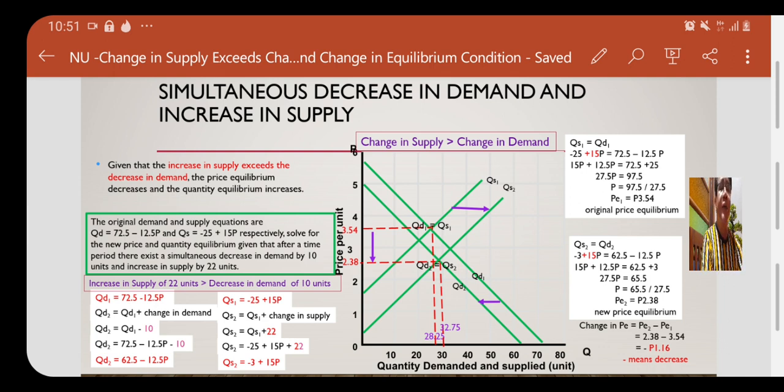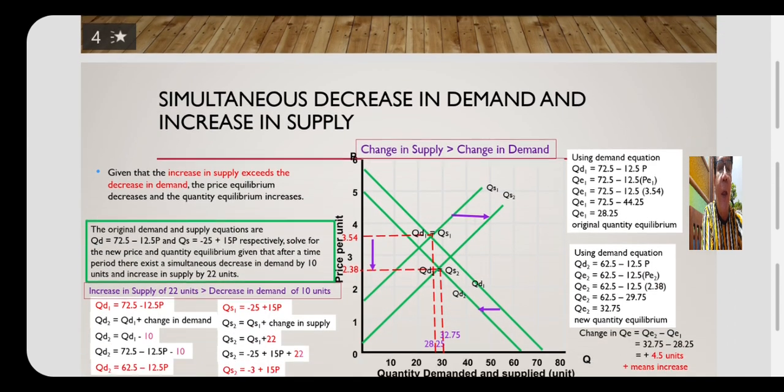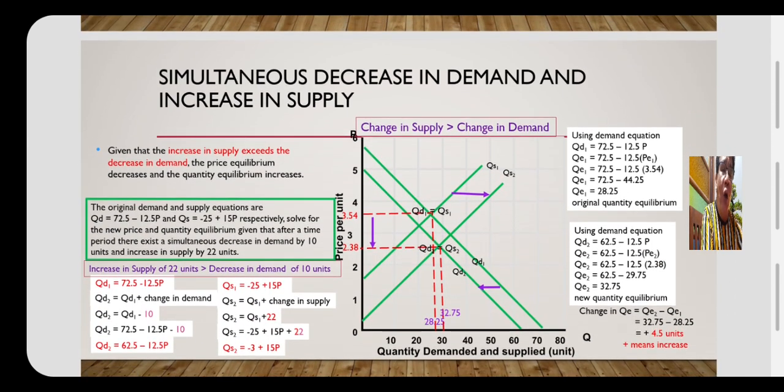In the next slide, what is shown is simply how the original quantity equilibrium and new quantity equilibrium are solved. Without further explaining the process of getting the value of the original and new quantity equilibrium, since we are already familiar with the procedure, we can just highlight how much the change in quantity equilibrium is. So the change in quantity equilibrium is positive 4.5 units.